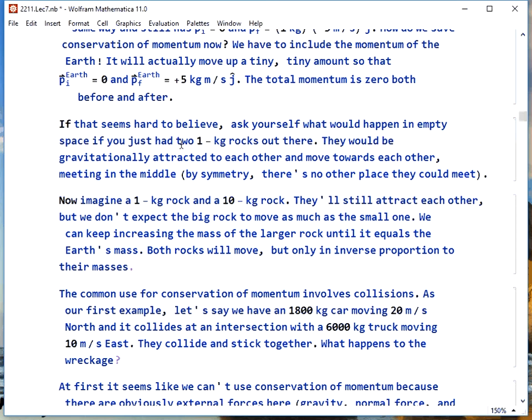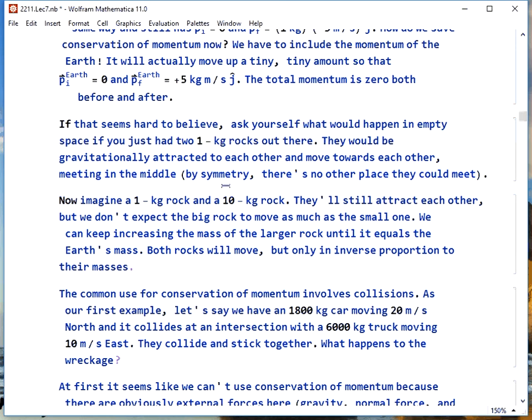So think about what would happen if you were in space with two 1 kilogram rocks. They would be attracted to each other gravitationally, and we'll see more about that in a later chapter, and they'd move towards each other and they would meet in the middle. They'd have to meet in the middle because there's no other way by symmetry. There's no other place they could meet. You can't say closer to the heavier one because they both have the same mass.